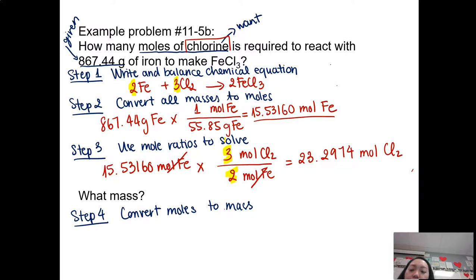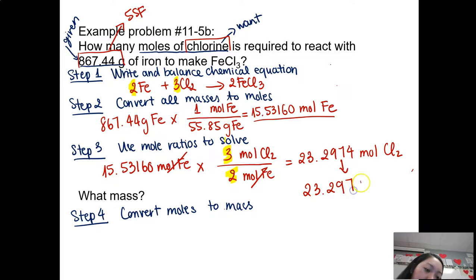Now this is the point where the first question does ask for how many moles, so we're basically done, but I need to figure out whether the sig fig is correct, which I don't think it is. So I want to look back at the original given number, which is this, the 867.44, that has 5 sig fig. So I also want my final answer to have 5 sig fig. So I'm going to round this up to be, so that's 1, 2, 3, 4, 5 sig fig. So that would be my final answer if I stop there.